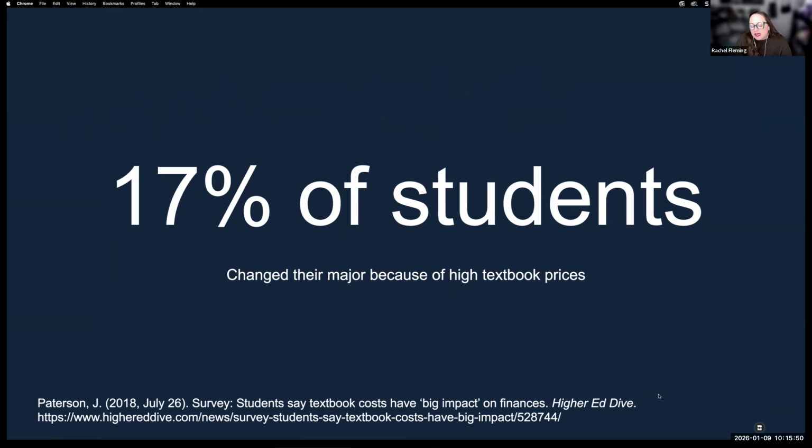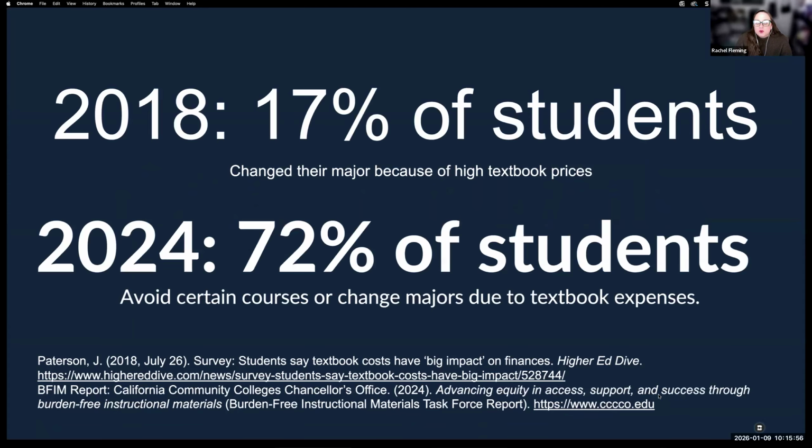17% of students changed their mind because of high textbook prices. And the reason I tell you this one is because in 2024, 72% of students avoided certain courses or changed majors due to textbook expenses. So what we're seeing in the behavior of information science within student behavior is that students are just not taking the classes if they can't afford the textbooks.